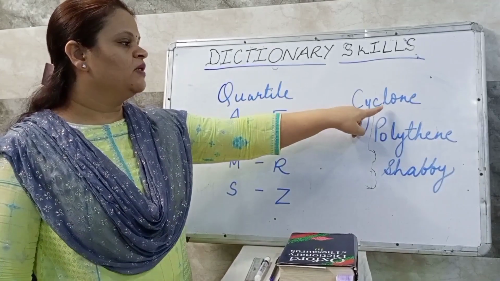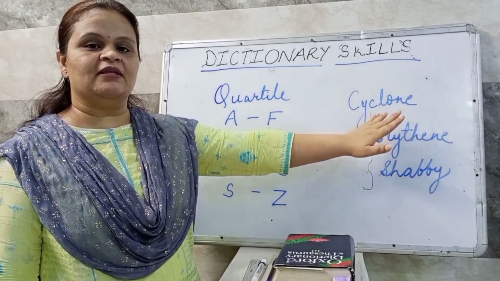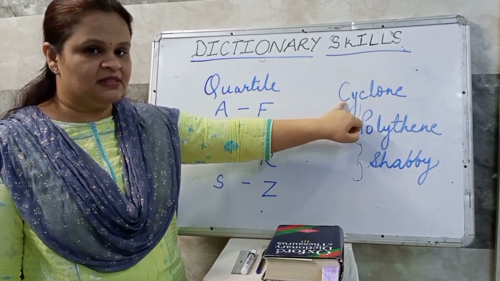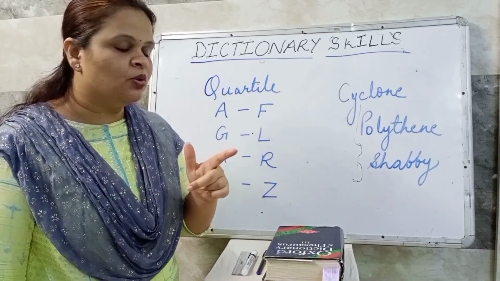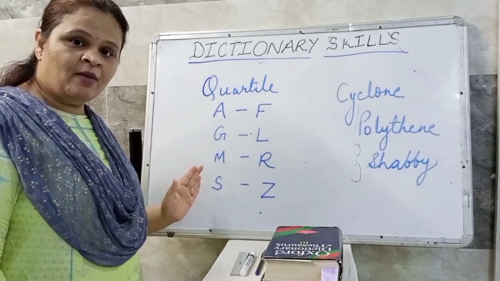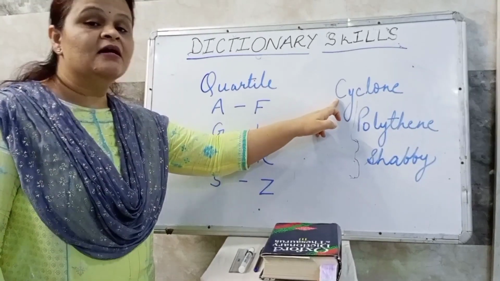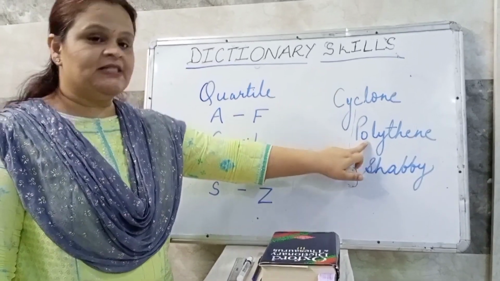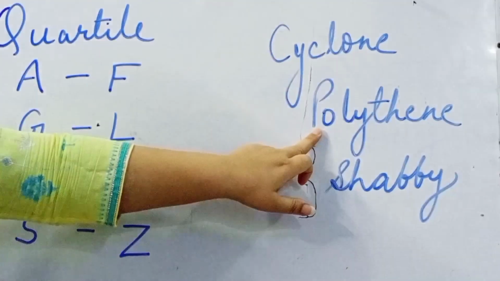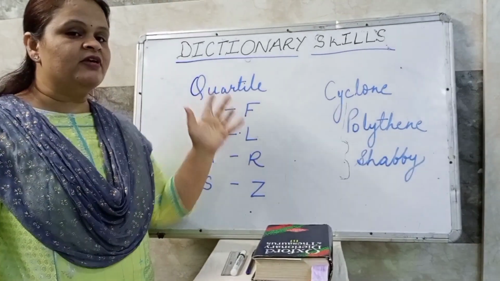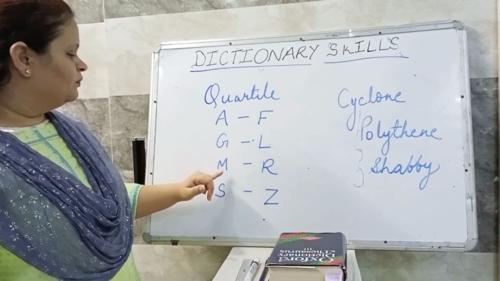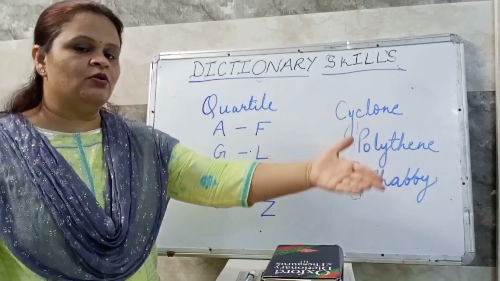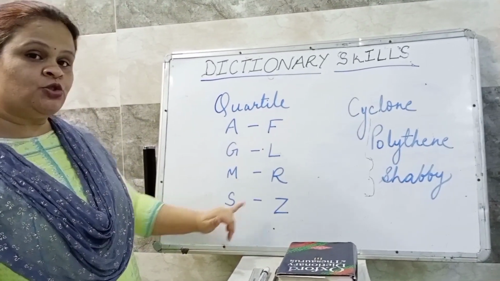Why? Suppose this is the word cyclone. You want to search that word in the dictionary. The first letter of cyclone is C, so very quickly you will come to know in which quartile that word will come. In the first one, because C comes between A to F. Fine children? Just like that, polythene. The first letter is P, so very quickly you will know it is in M to R. Shabby. The first letter is S, so directly you will open the last quartile, S to Z.